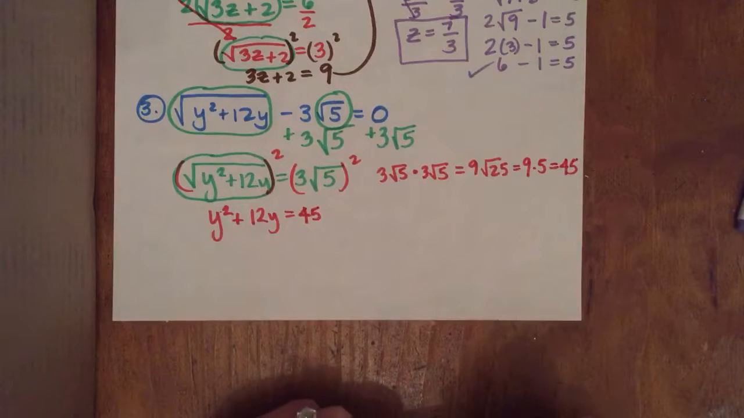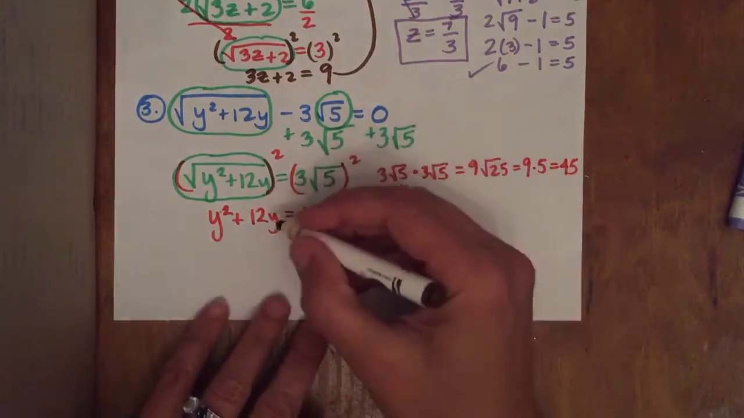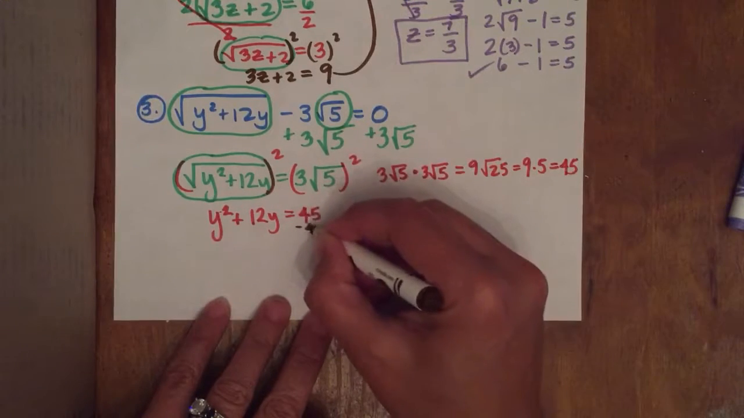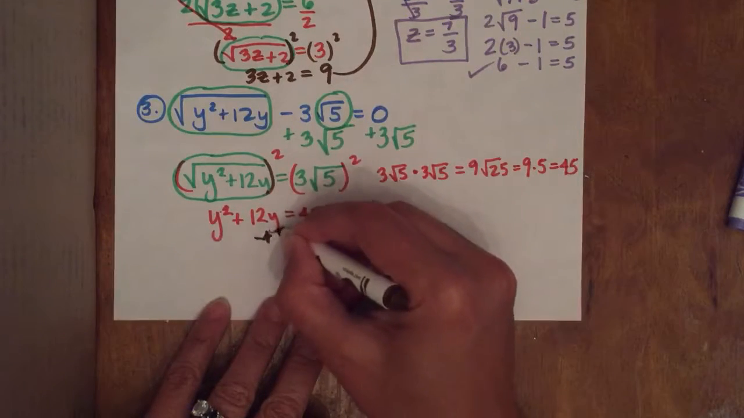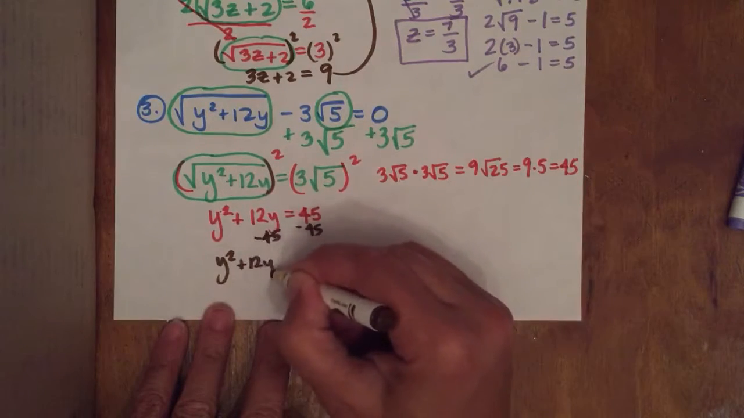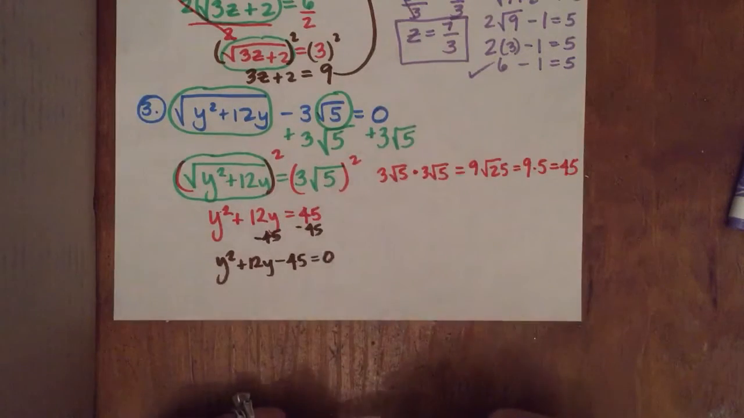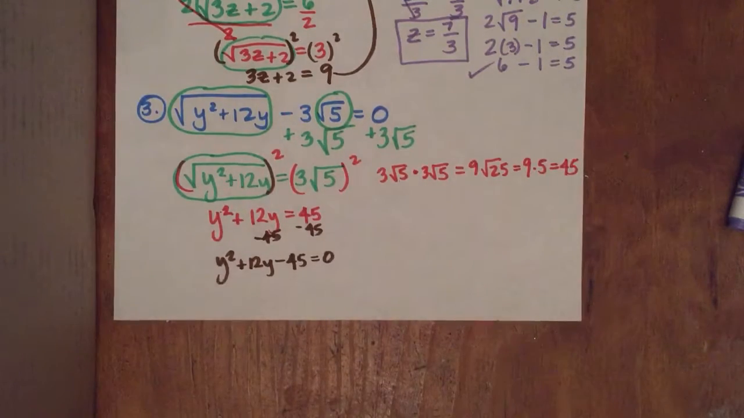Now going back to what we did with quadratics, you know that each quadratic has roots or zeros, and we can solve for these roots and zeros by factoring. So what I'm going to do is move the 45 over so that I have all the terms together, and that's going to give me y squared plus 12y minus 45 equals 0, which is the way I would set up a true quadratic equation. So now let's get to factoring. I want to solve this by factoring.